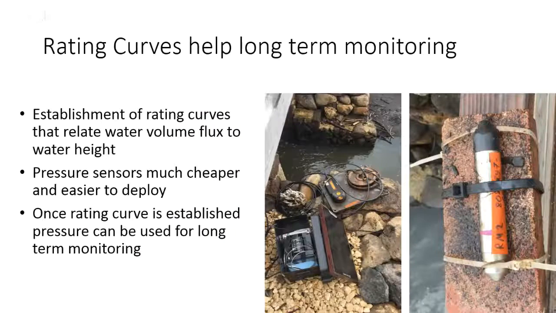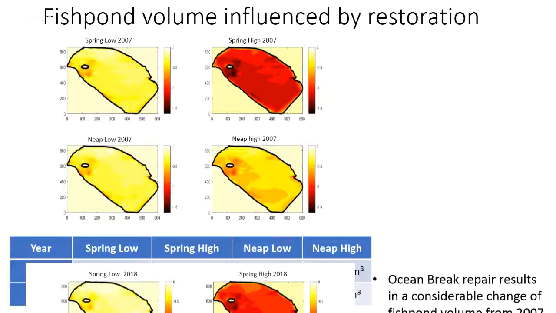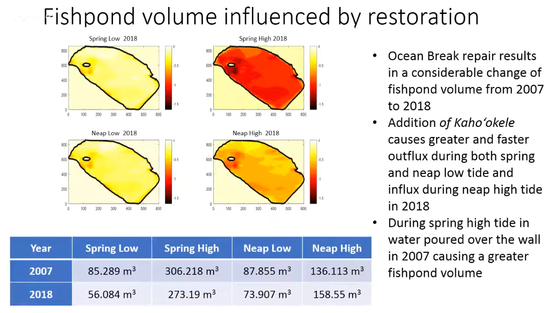And here you can see, we did that back in 2007, and then we recollected the data in 2018 because we were interested to see how the fishpond volume changed as a result of the restoration that has been going on. And so here you can see the difference in fishpond volume. So ocean break repair really results in a considerable change of fishpond volume from 2007 to 2018.